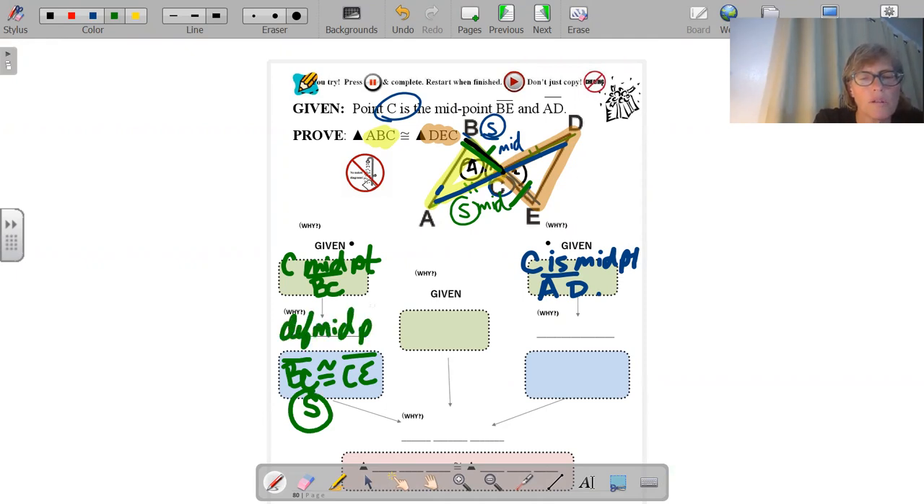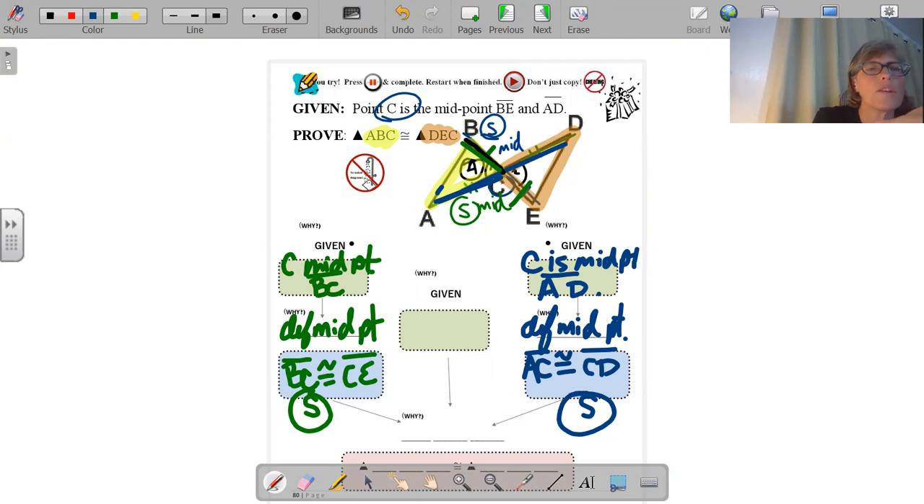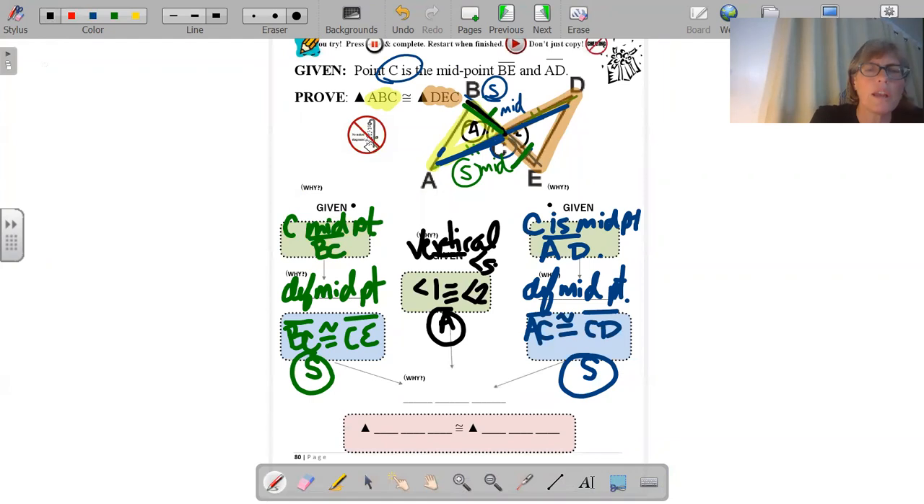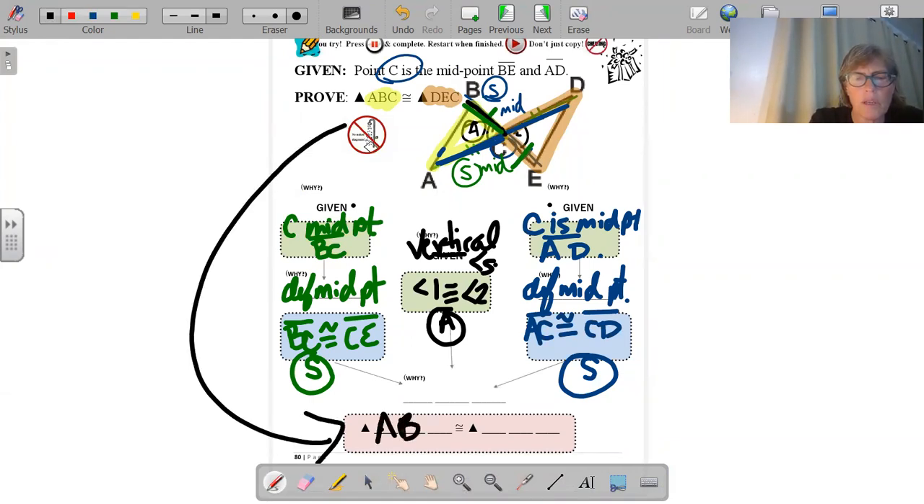Definition of a midpoint. Right here, what's true this way is AC is congruent to CD. Why? Definition of a midpoint. There's your other side. Then you got the angles in the middle. Technically that's not given. I take that back. That needs to be fixed. You need to fix it too. That is not given. That is vertical angles. Angle 1 congruent to angle 2. There's your angle. Therefore, we can now bring this down over here. ABC congruent to DEC. Reason is side, angle, side.